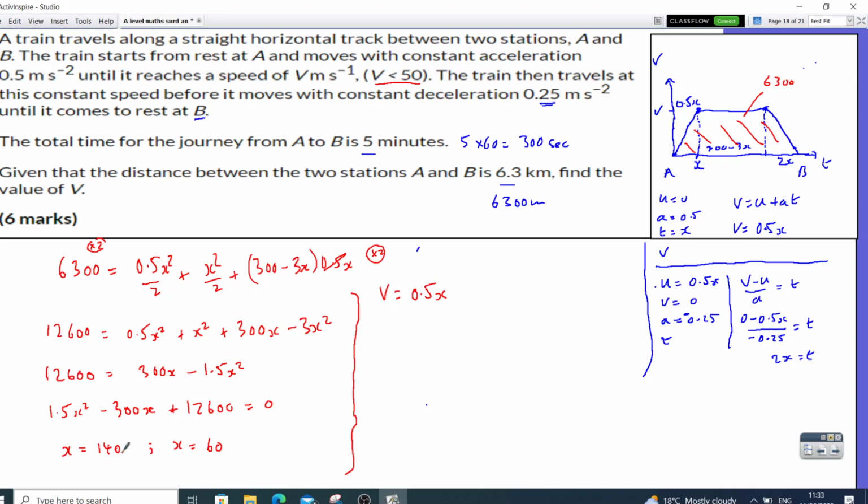So if we put this one in, 140, half of 140 will be 70. So this cannot be the case since V is less than 50. So let's put the next option in. V equals half of 60, which is 30, and that is the case. I'm happy with that. That is my solution since it's less than 50. So this will be the value of V, 30 meters per second. Okay.